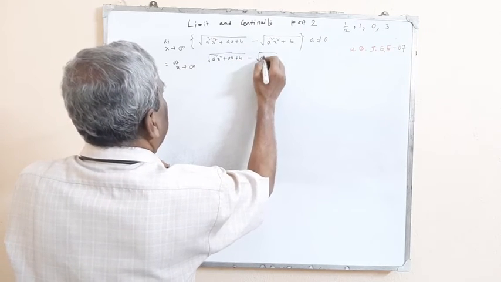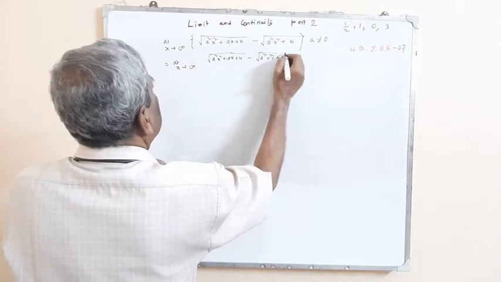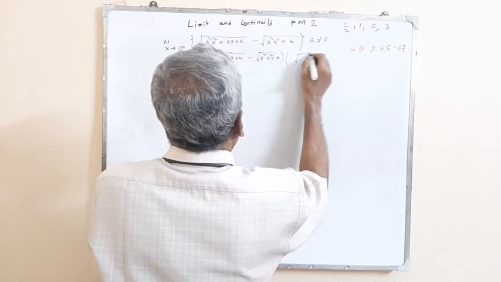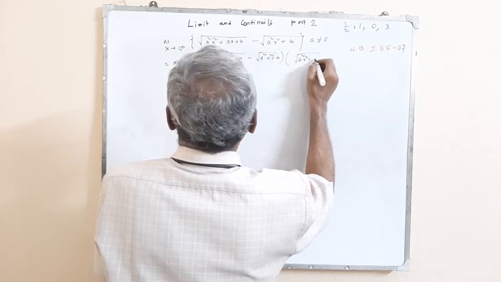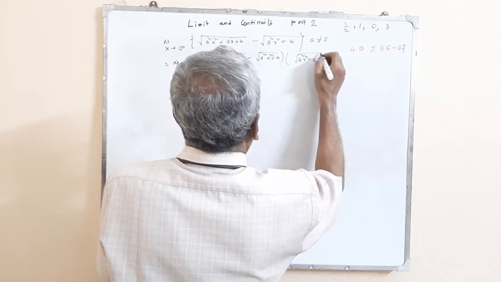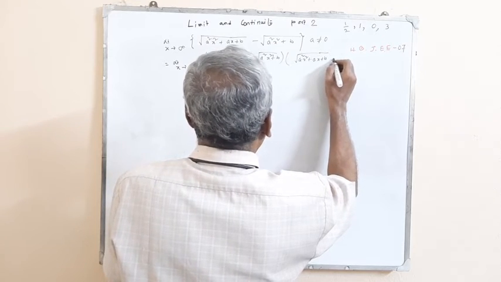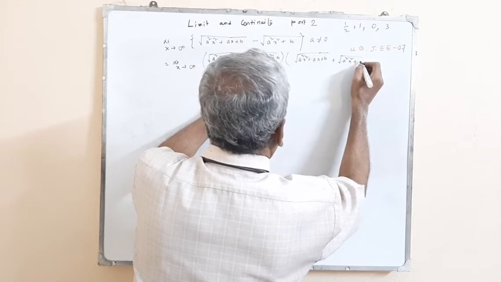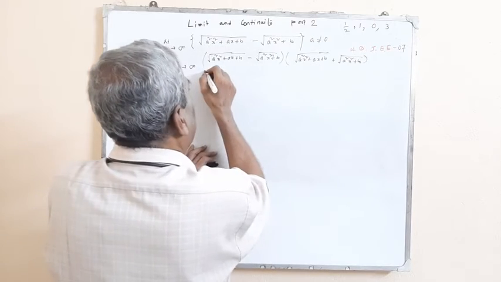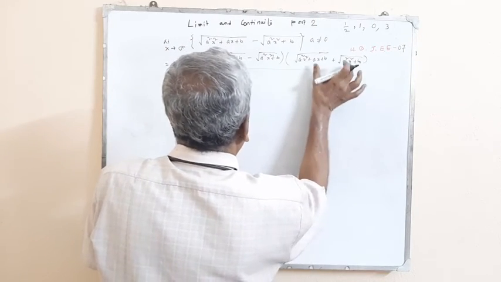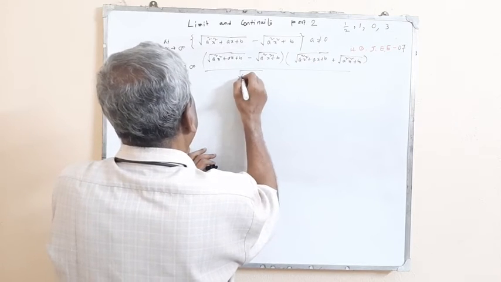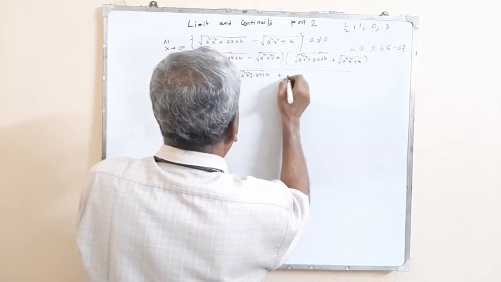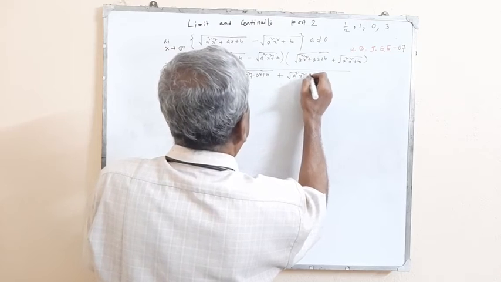minus (a square x square plus b) into its opposite sign, root over of (a square x square plus ax plus b) plus its positive sign, root over of (a square x square plus b), divided by, we have to adjust, that is we have to divide by that, so that it is equal to a square x square plus ax plus b minus a square x square plus b.